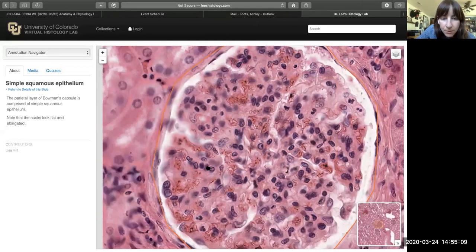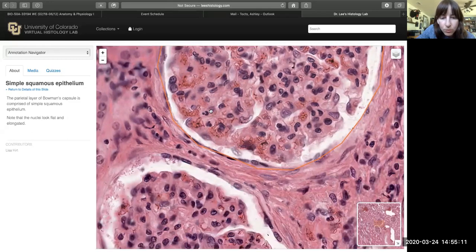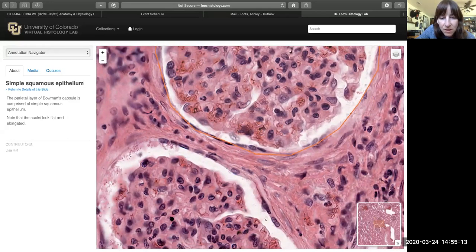Actually, we'll look at the one right next to it. So this too is a glomerulus. Lining it, you can see a line of nuclei, okay? A single layer of nuclei. So we're looking at this as a cross section, right? This is like a slice of kidney.